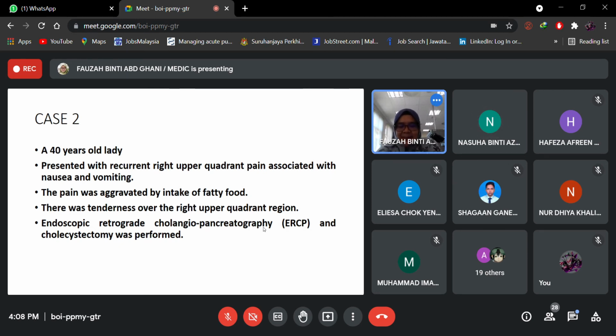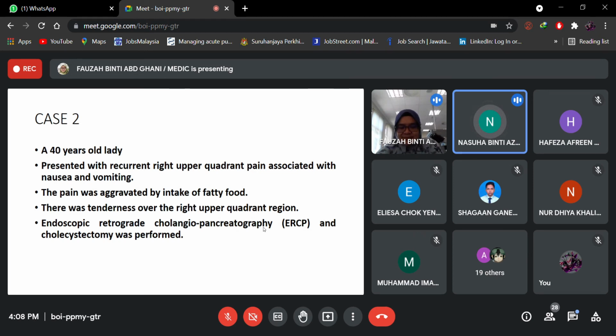I think, again, doctor. Just disregard the last point. Okay, concentrate on the ones above. How can you explain the aggravation by intake of fatty food and the tenderness in the right upper quadrant in a 40-year-old lady? I think, all right, I'll just say what I know.